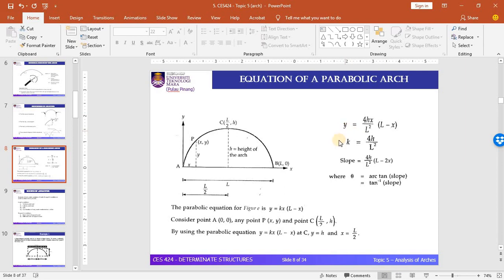This y will change according to the position of x, based on this diagram. Consider point A as the starting point, the zero point. This y will change according to x. L is the length of the arch, or the span from support to support. The slope, or theta, can be obtained by differentiating this equation. If you differentiate the equation of y, you will get the slope equation, and the slope must be converted to an angle. If you substitute the values of L, h and x into this equation, you will get the result in radians, but in calculation you will use degrees, so you need to convert the radians into degrees.